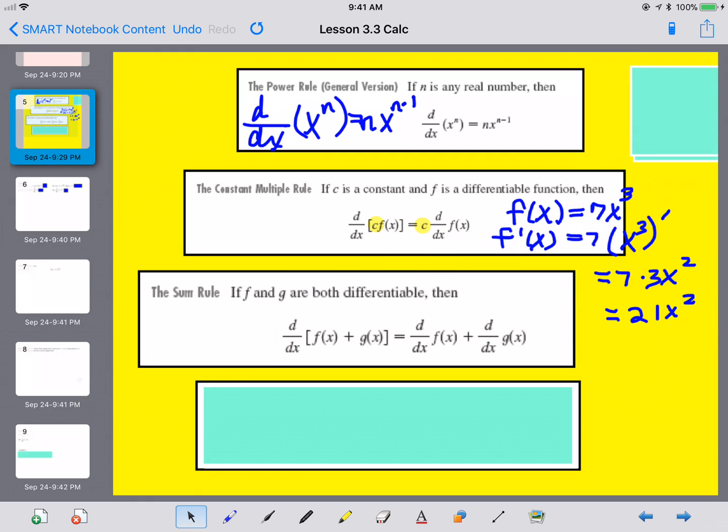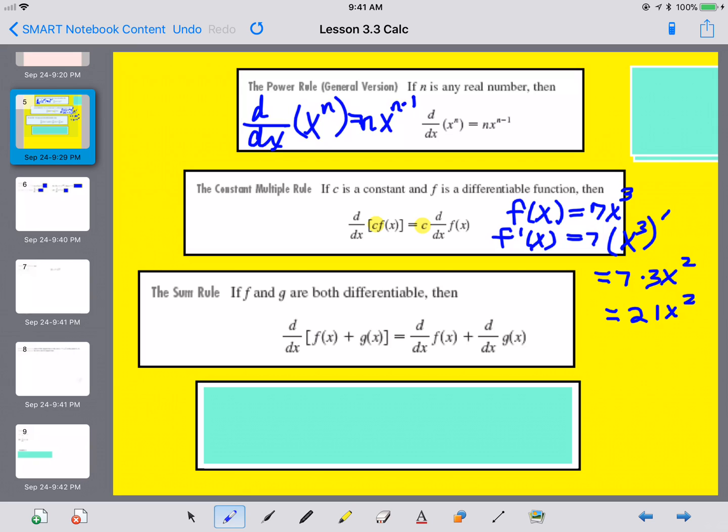Now, because of our limit rules, remember, these are limits, that's where they started from. If we have two functions that are added together that we want to take the derivative of, we can take the derivative of each individual piece. So each term we can differentiate separately. That's what this sum rule means.